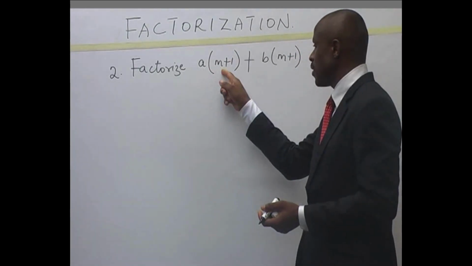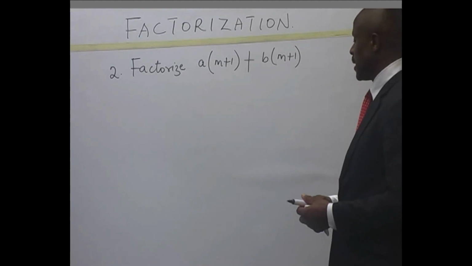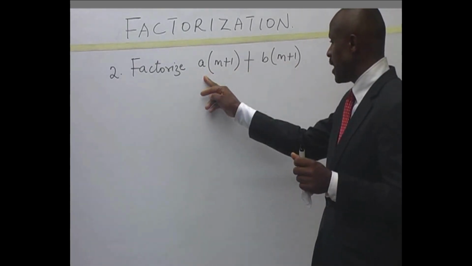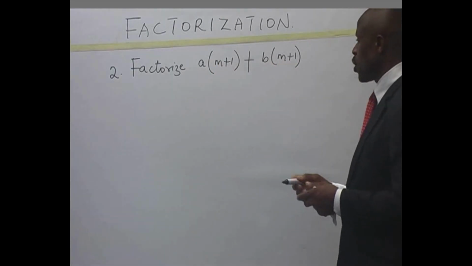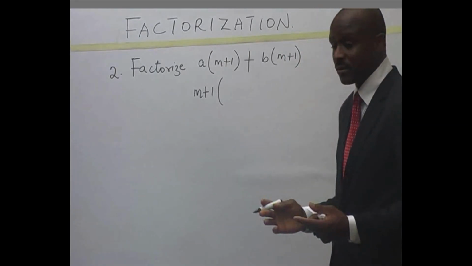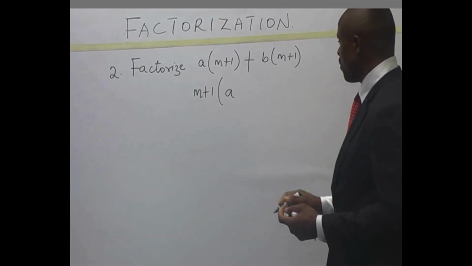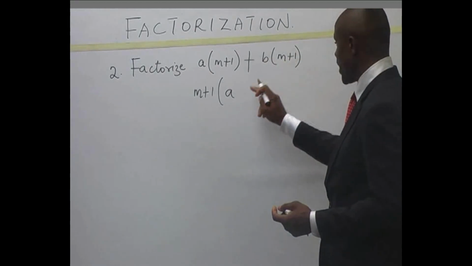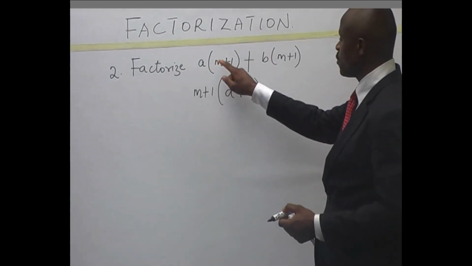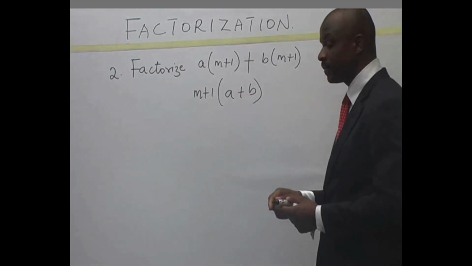You can see this type of expression. They say we should factorize a into m plus 1, bracket closes, plus b into m plus 1, bracket closes. You can find out that you have the same term inside the brackets, and that is the only thing that is common in the two terms. So I'm going to take that thing you have inside the bracket out. If you divide a into m plus 1 with m plus 1, a will be left. If you also divide b into m plus 1 with m plus 1, what will be left here is b. That means the factorization of that expression becomes m plus 1 into a plus b.